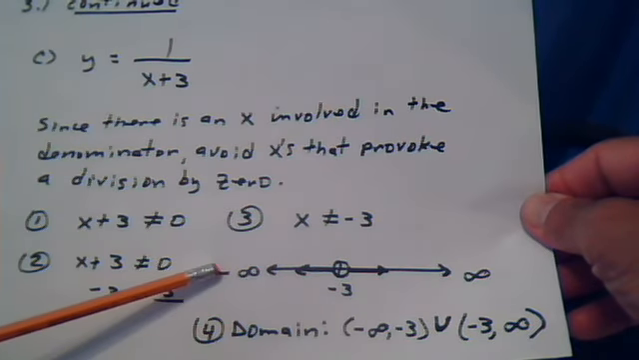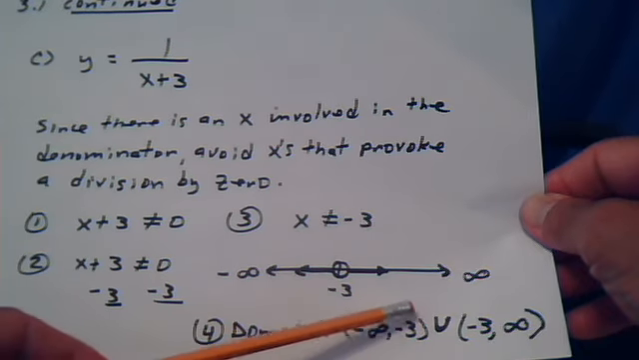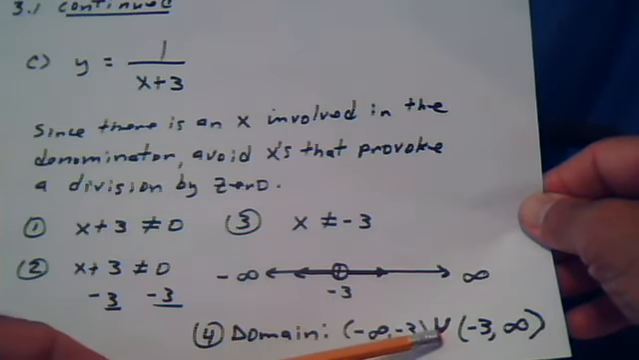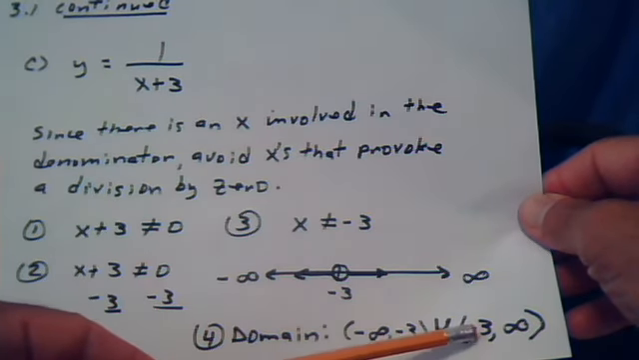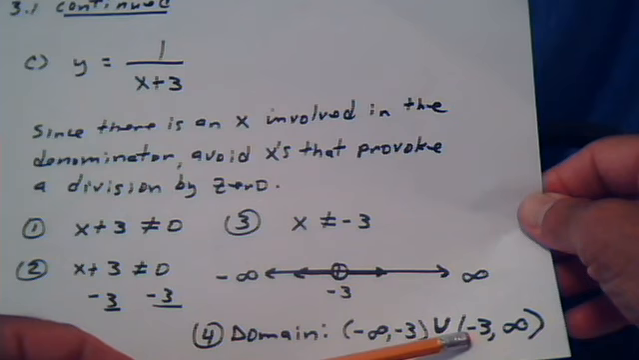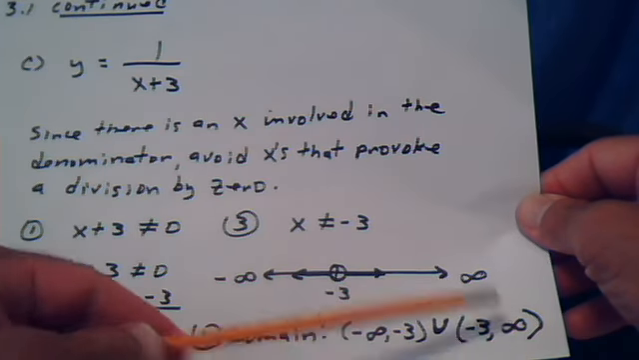Negative infinity up to before negative 3, but not including the negative 3. That's why it has a parentheses. Union, open parentheses, negative 3. That means right after the negative 3, but not including the negative 3, all the way to positive infinity.